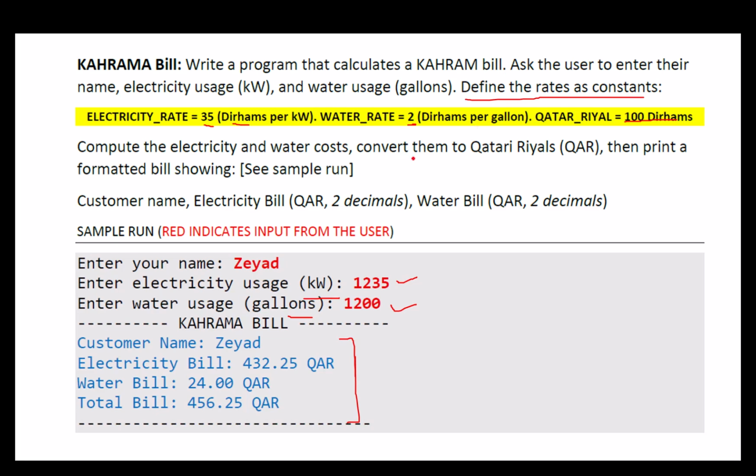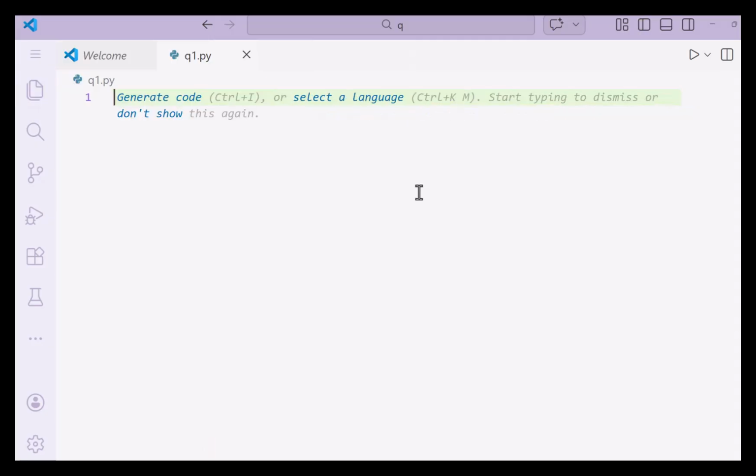We need to calculate first the electricity bill, water bill, and the total. The output should be in Qatari Riyal, all the calculations. So here we have the water bill, 2 decimals, electricity bill, 2 decimals. So let's see our input first, and we need to define constants before we start calculations. Here is our first code.